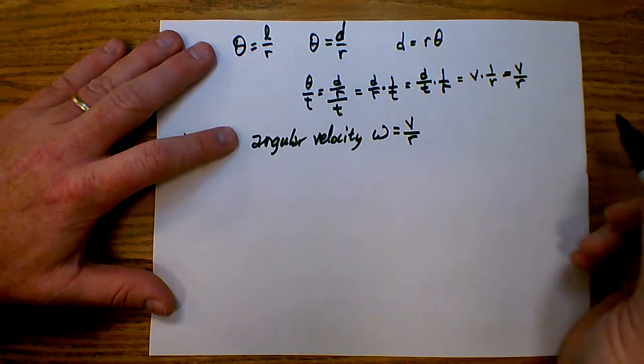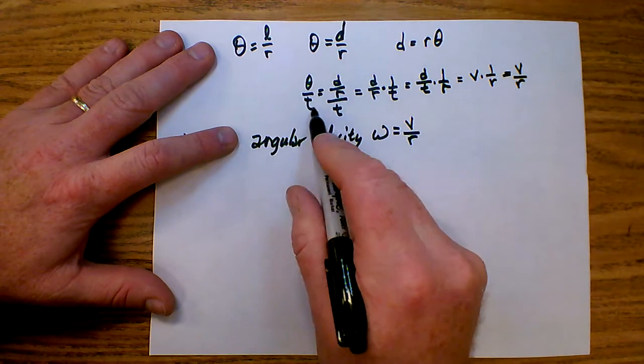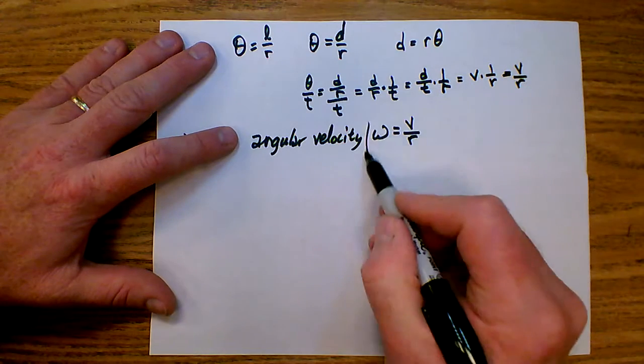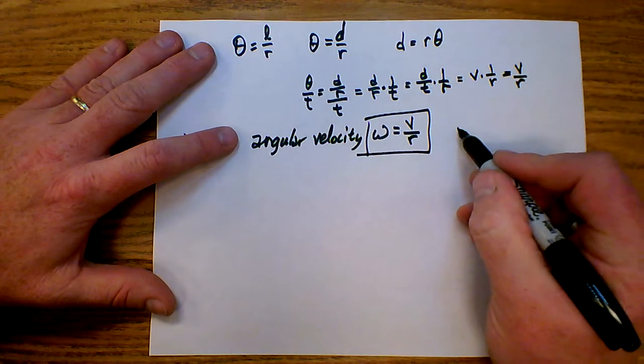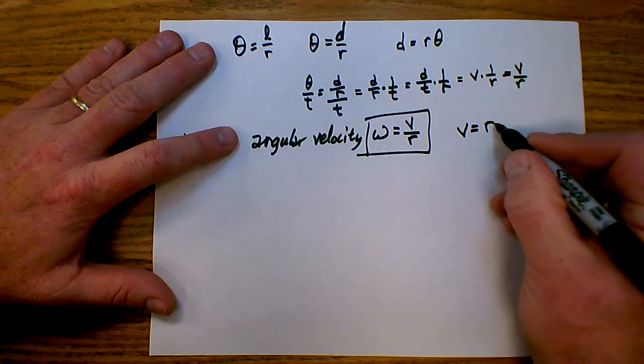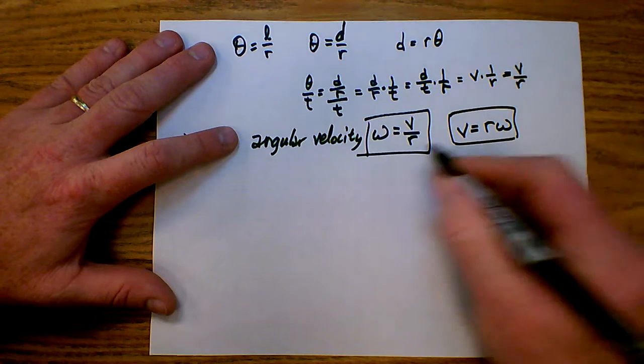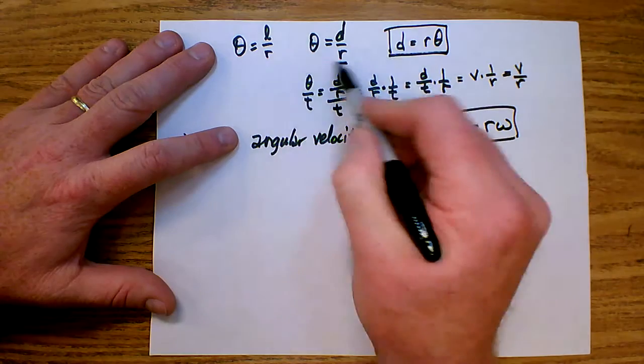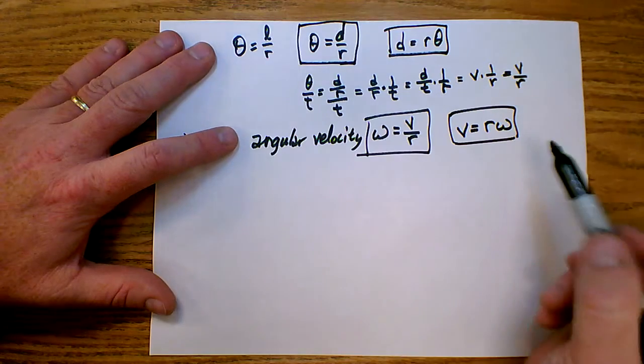Now, you can do the same thing with calculus. You just take the time derivative rather than dividing by time. You get the same relationship, that omega is equal to v over r. Or in other words, linear velocity is equal to r omega. Again, these are the same equation. Notice the relationship here to these equations.